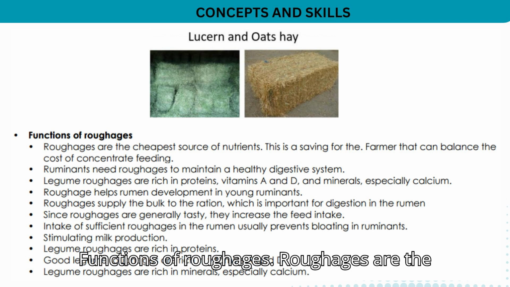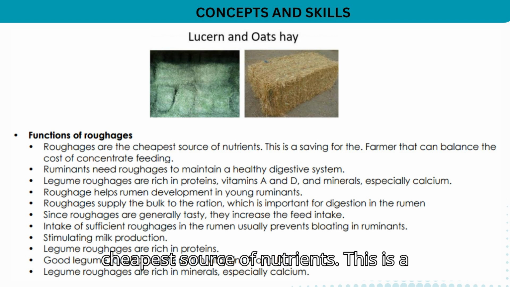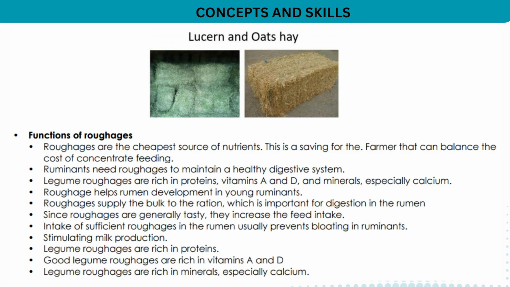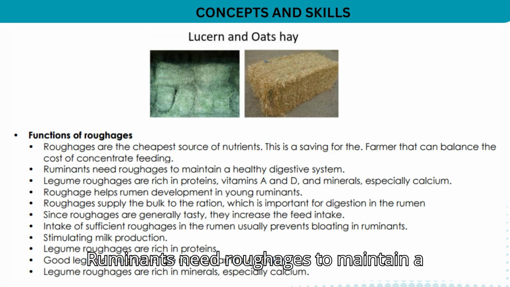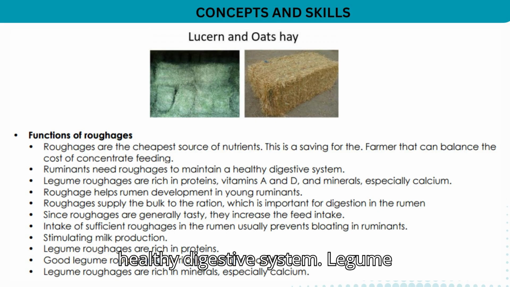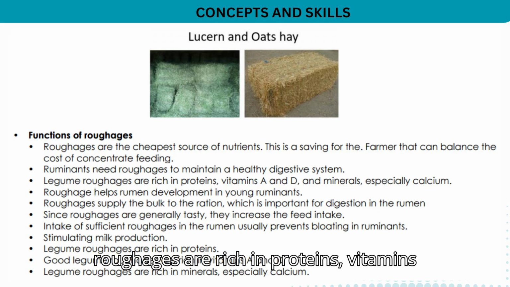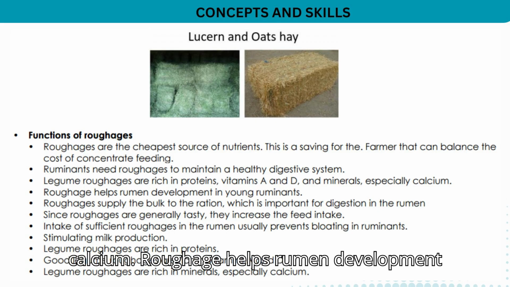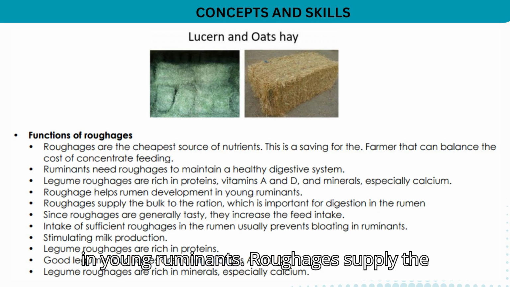Functions of roughages. Roughages are the cheapest source of nutrients. This is a saving for the farmer that can balance the cost of concentrate feeding. Ruminants need roughages to maintain a healthy digestive system. Legume roughages are rich in proteins, vitamins A and D, and minerals, especially calcium. Roughage helps rumen development in young ruminants.